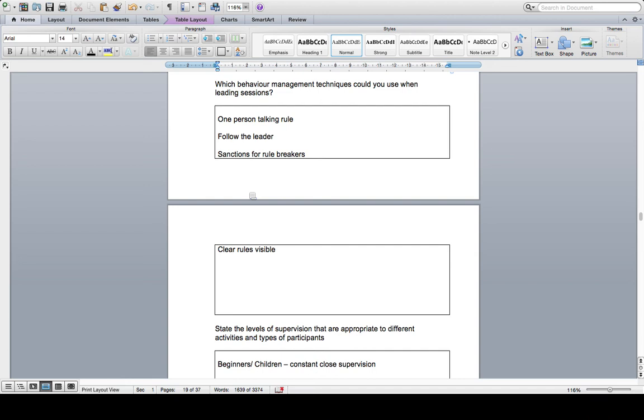But one aspect I always like to use is a one person talking rule. So if one person's talking, nobody else is talking. Okay, if the coach is talking, no one else talks. If someone's asking a question, then no one else talks over them. Okay, that can be one rule which you put in. It could be a technique.